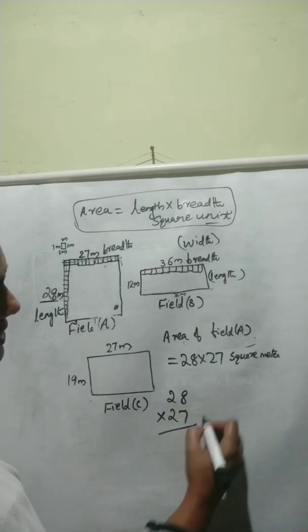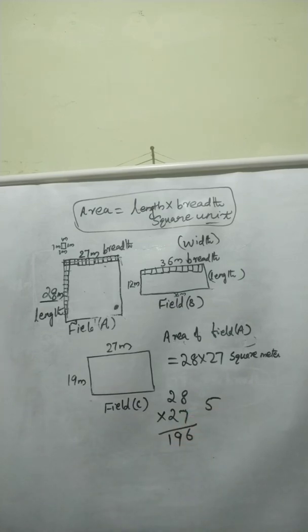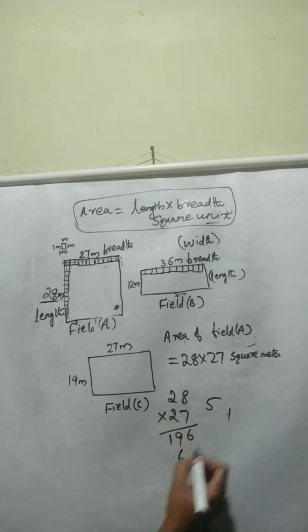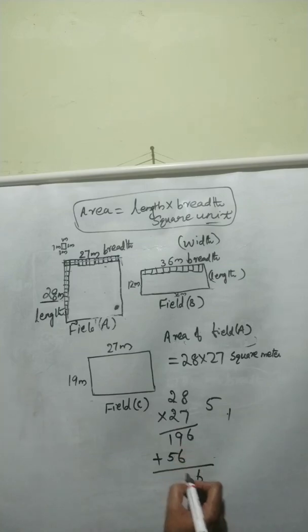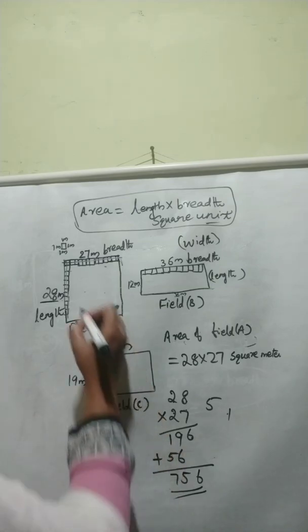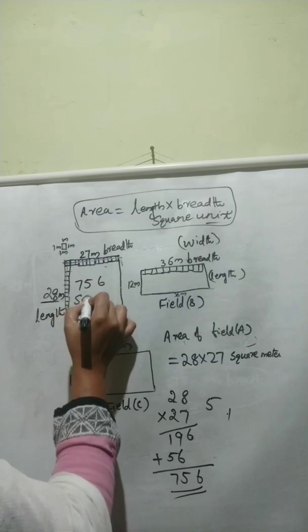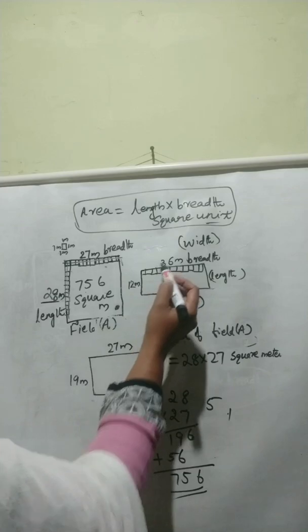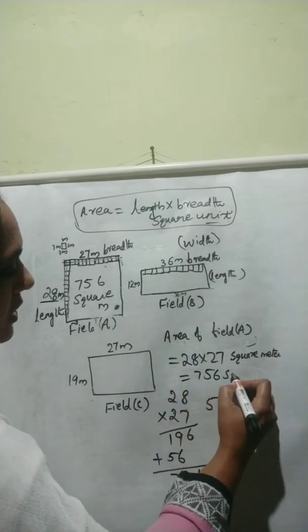8 sevens are 56, 5 will be there. 2 sevens are 14 plus 5, 19. Then 2 8s are 16, 1 will be there. 2 2s are 4, 4 plus 1, 5. Then we need to add it. That is 6, then 5, then 7: 756. So we can say here 756 square meter.